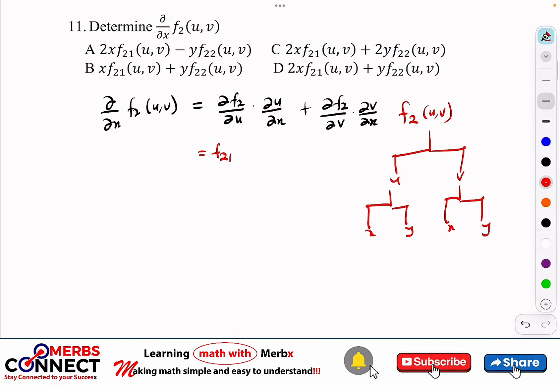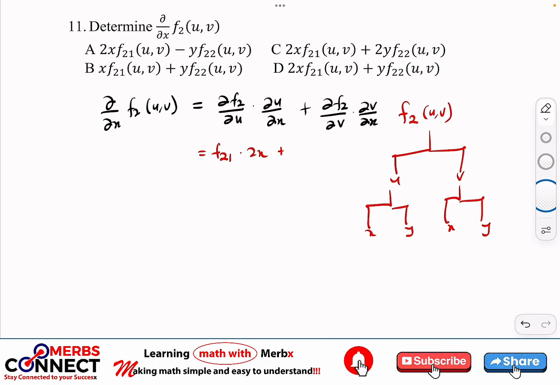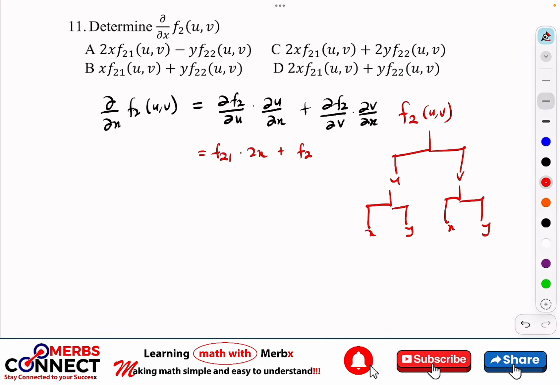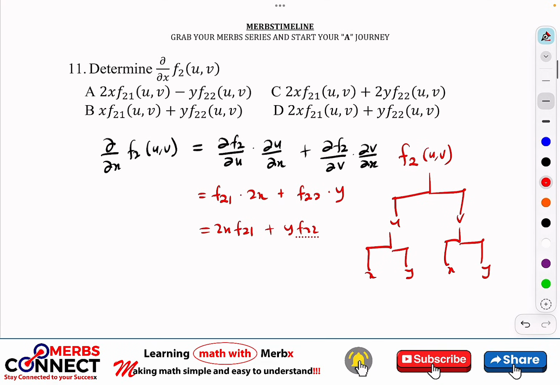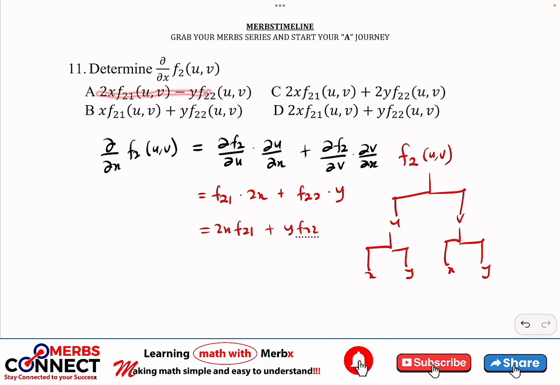So this is times 2X plus, now this is F2. Now F2, remember V is 2. So this is going to give us 2. And remember this is Y. So this is going to give us 2X F1 plus Y F2 2. So we have 2X here. We don't have minus, so this is out. We don't have X2 here, so this is also out. We have X2, X2. We have 2, 1, 2, 1, which is this, but we want this one.